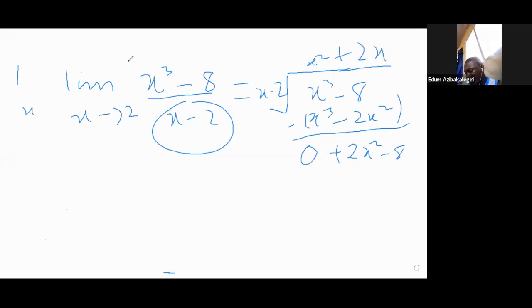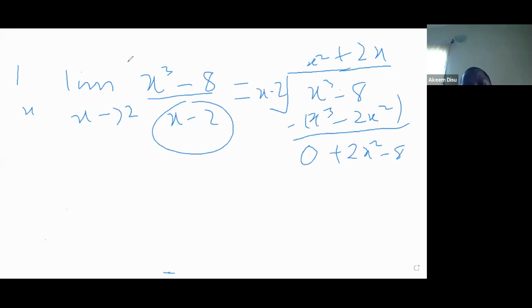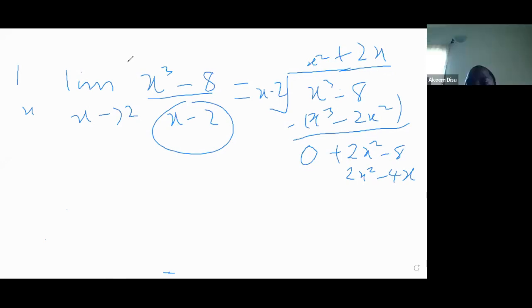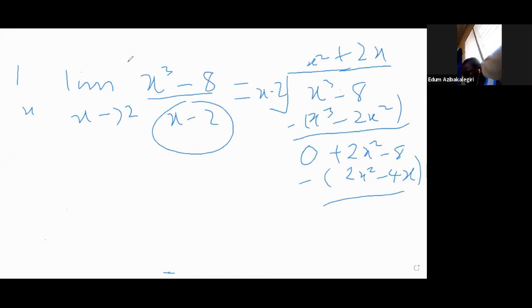We will now multiply this by 2x times s. We have 2x squared. 2x times minus 2, we have minus 4x. Is that taken? Then this will give you minus 2s squared minus 2s, which will give us 0.